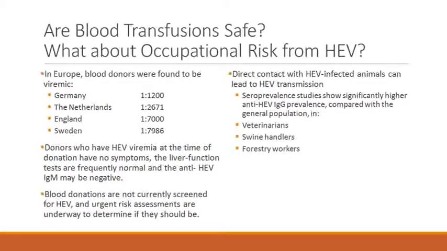What about occupational risk from hepatitis E virus? Direct contact with hepatitis E virus infected animals can lead to HEV transmission. Seroprevalence studies showed a significantly higher prevalence of IgG anti-HEV when compared to the general population in veterinarians, swine handlers, and forestry workers. So there is occupational risk. There were no documented cases, but the prevalence is much higher in people who work with swine.